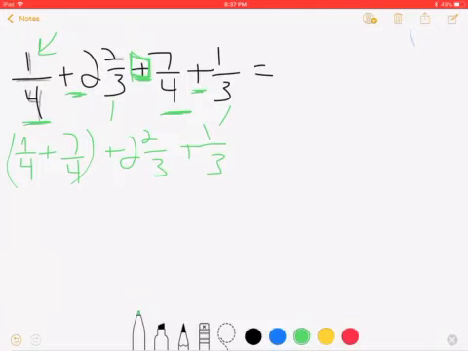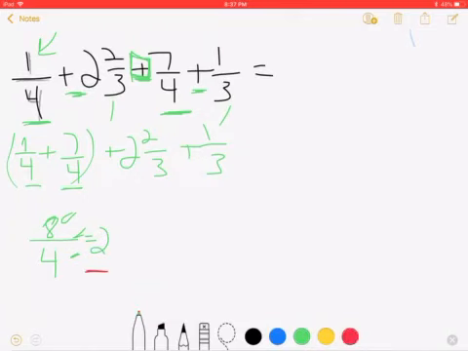I know I can add these 2 together because I have like fractions, right? So if the denominators are the same, they stay the same. So this would stay 4. 7 plus 1 equals 8, right? And we know that this is an improper fraction, so we have to divide. 8 divided by 4 equals 2. So the answer here is 2.